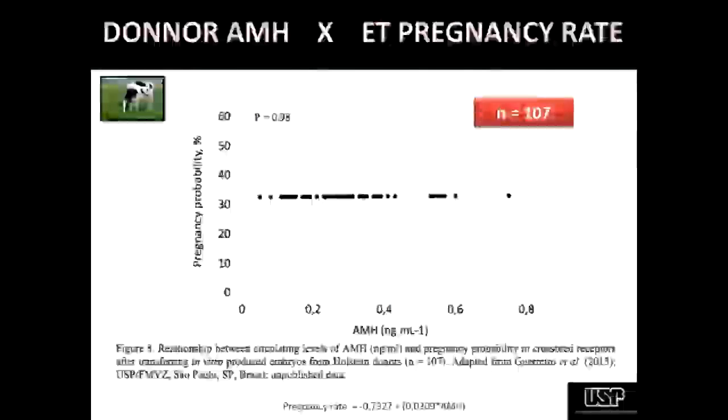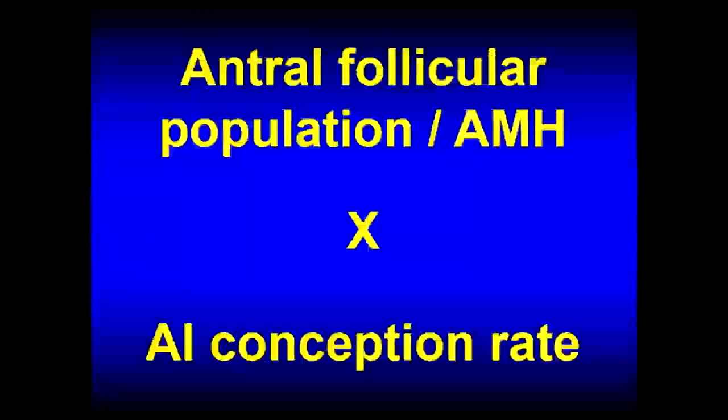We did also another experiment. We transferred 107 embryos where we analyzed the AMH from the donor and transferred them to the recipients. And look, the cows that have a high AMH have exactly the same conception rate of the embryos when we transfer the embryo with a high and low AMH. So probably the AMH is not a marker for fertility, but for quantity of the follicles in the ovary.